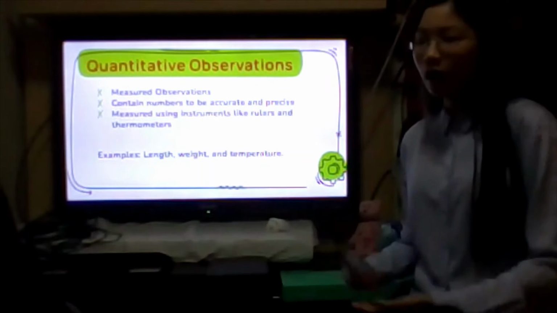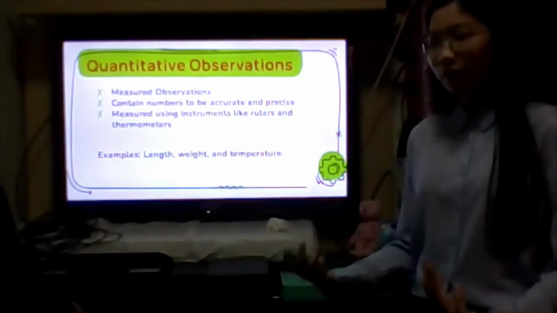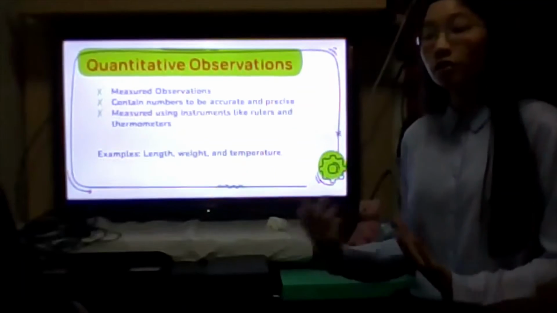So an example could be, let's say, weight. I say this rock weighs 2 pounds. That is a quantitative observation because we have the number 2 in there. It's 2 pounds.